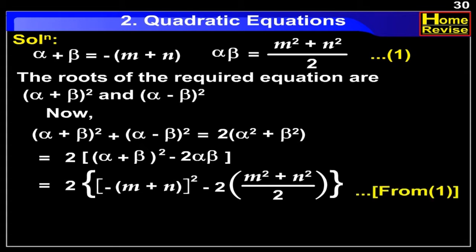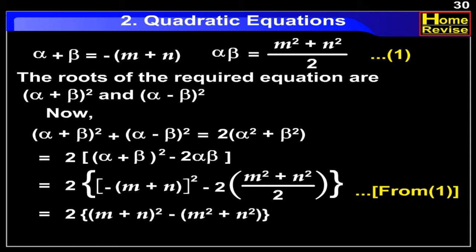And we can say that from 1, which is further equal to 2 into {(m plus n) whole square minus (m square plus n square)}. This is further equal to 2 into (2 into mn), which is equal to 4mn. Let's put it as 2.